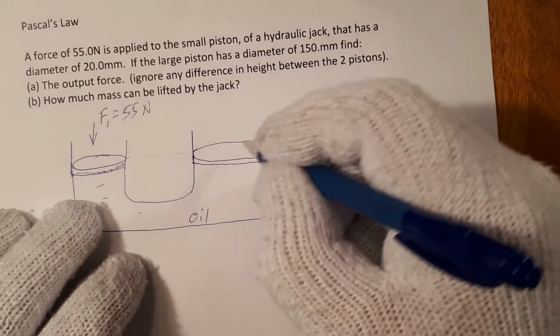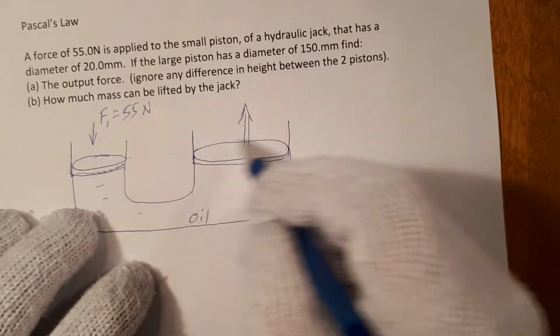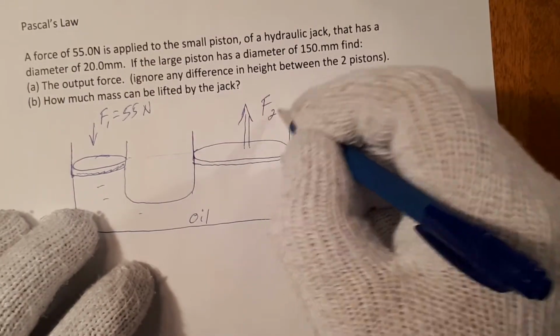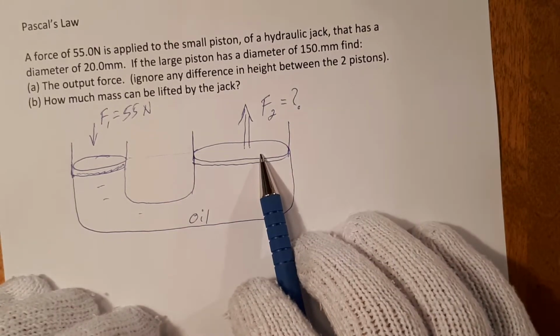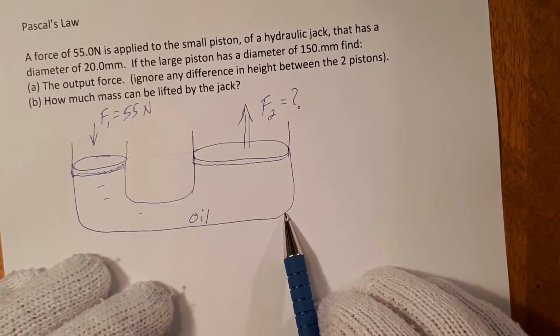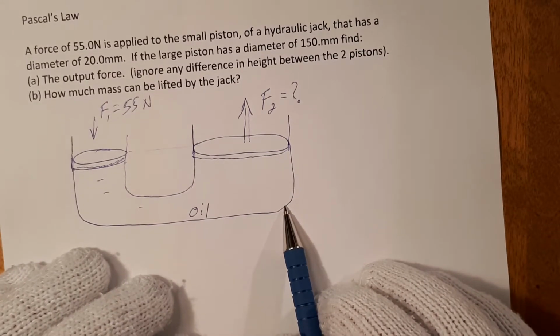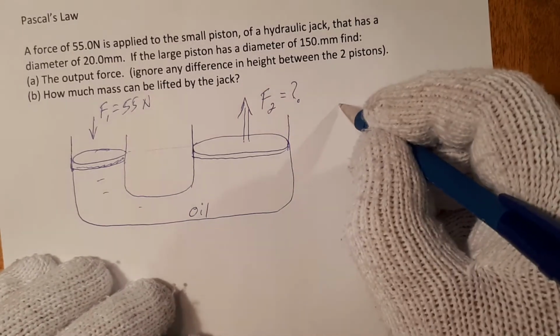And then there's going to be a much larger force, an output force here, and we'll call this side 2. So we'll call this F2. We don't know the force output. That's what we're looking for. Find the output force. Let's make a list of what else we have given, or what is given. Here we go, given.